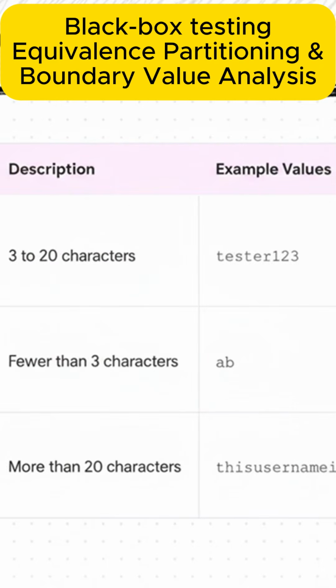Then we have 2 invalid classes, one for usernames that are too short, like AB, and another for ones that are too long. By testing just one value from each of these 3 partitions, we've basically covered the core logic for this entire rule. Way more efficient, right?